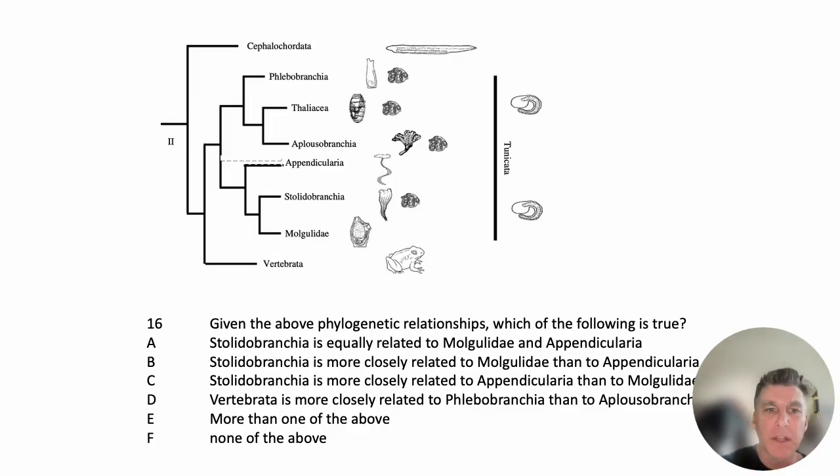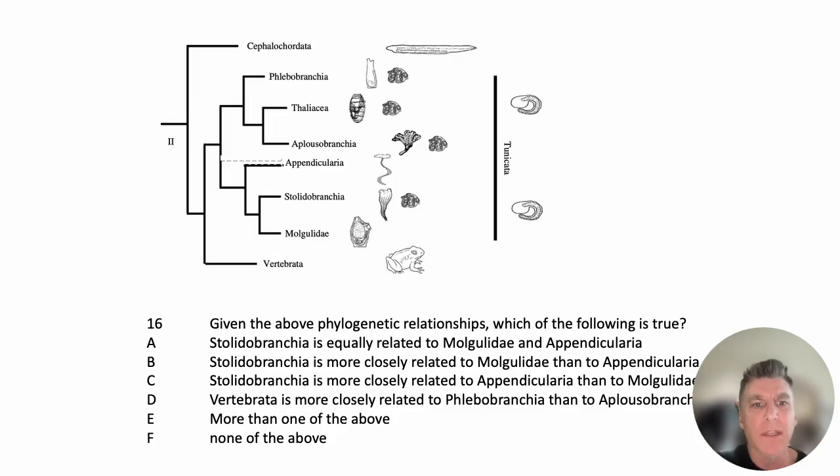So we show you a set of phylogenetic relationships here. Then ask, given those relationships, which of the following is true? Stolidobranchia is equally related to Molgulidae and Apendicularia. Stolidobranchia is more closely related to Molgulidae than to Apendicularia. Stolidobranchia is more closely related to Apendicularia than to Molgulidae. Vertebrata's relationships, more than one of the above or none of the above. So this is getting you to understand what it means to say things are related to each other in the context of trees. This is a set of groups that are going to be unfamiliar, but the point is not to know what the relationships are. The point is to be able to read the trees.